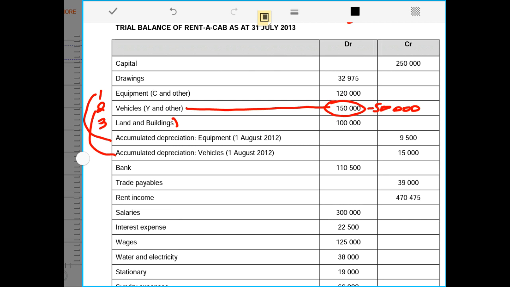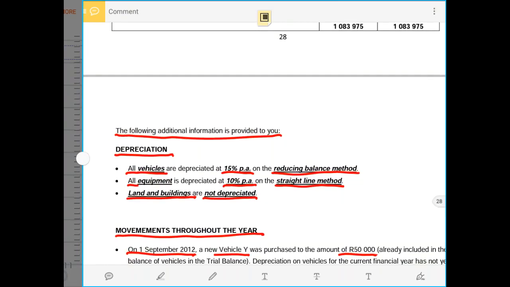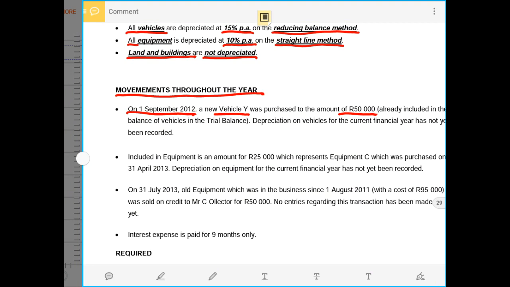So now it means the opening balance of vehicles will be 150,000 minus 50,000 being vehicle Y purchased during the year. That will give us an amount of 100,000 rands as the opening balance of our vehicles in the beginning of the current accounting period. So now we can continue with that. That was the adjustment regarding the purchase of the vehicle on the 1st of September 2012.